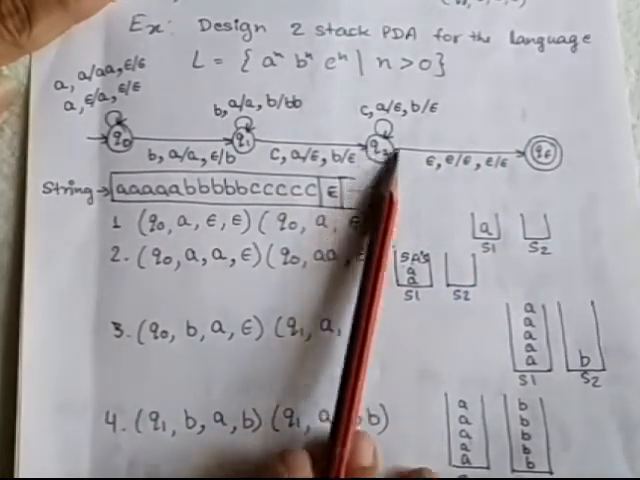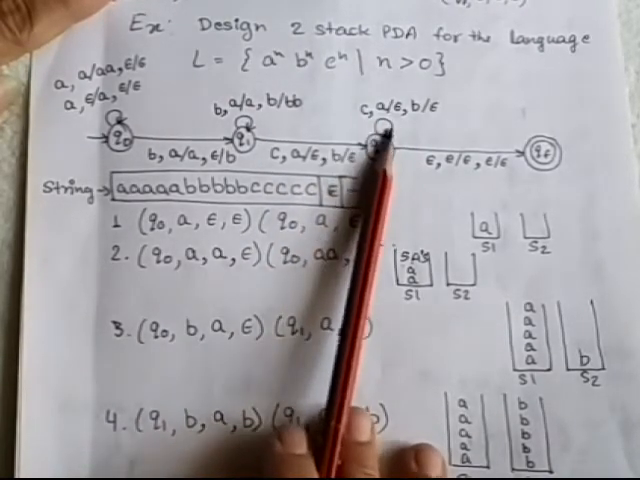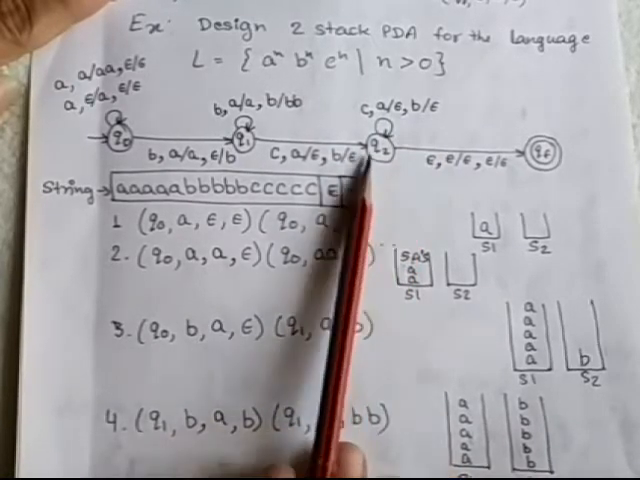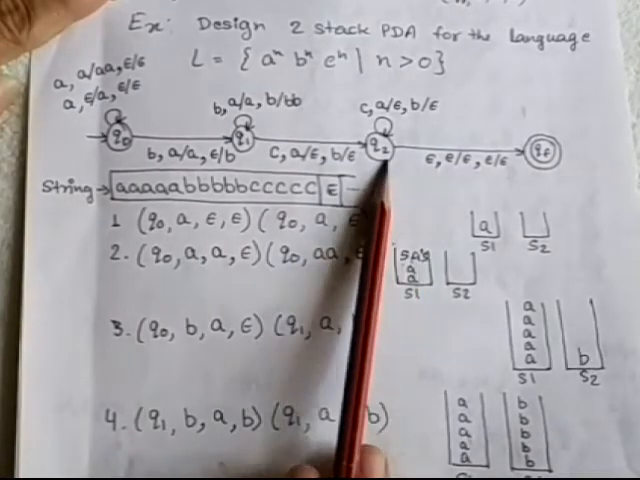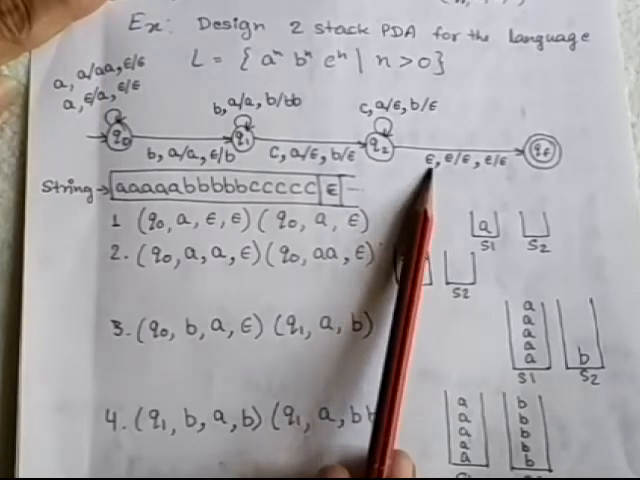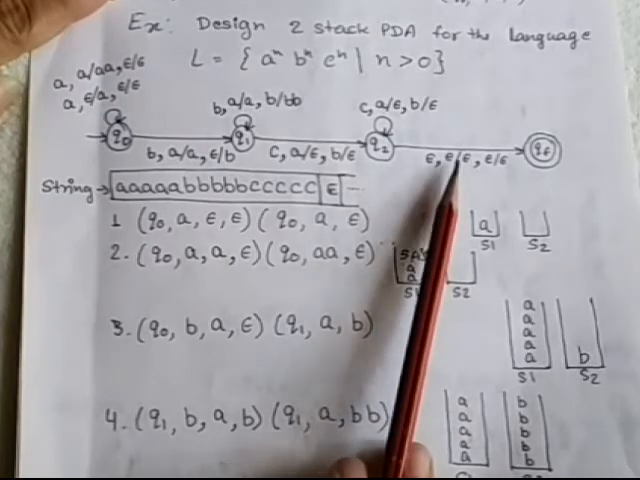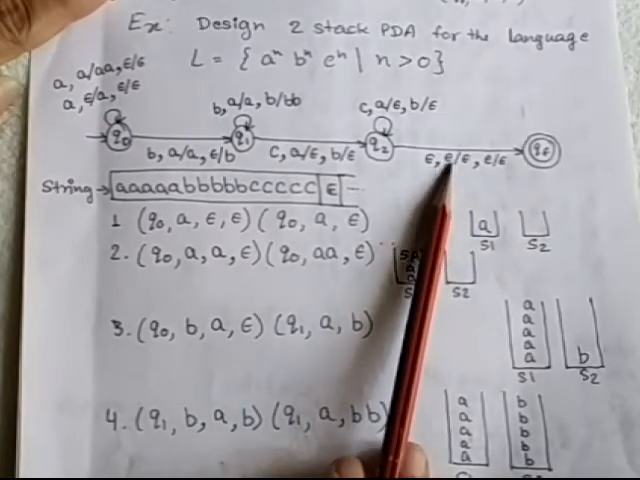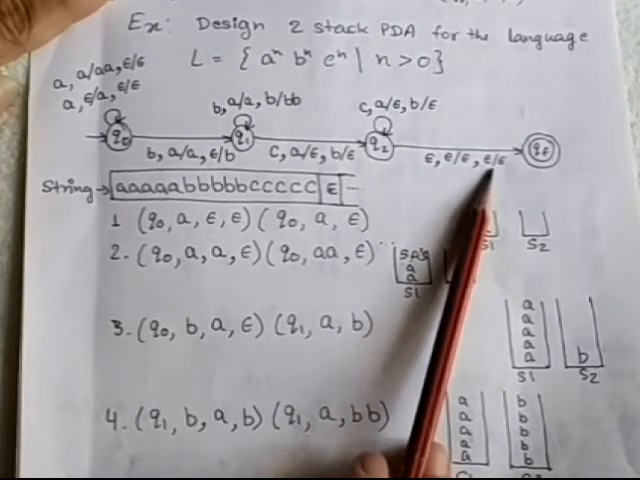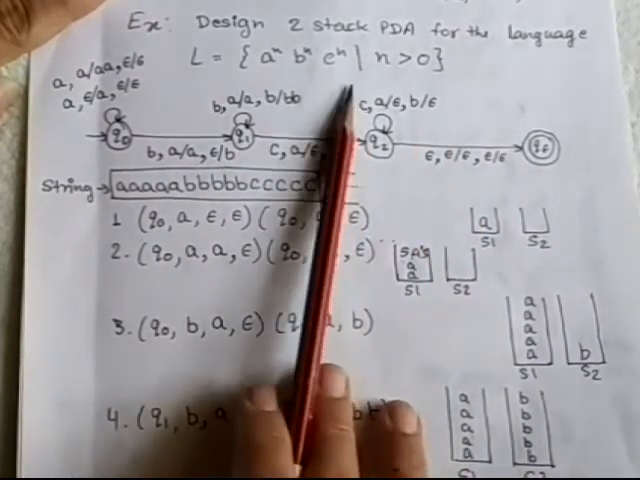Now obviously, if we have an equal number of A, B and C, then only will stack 1 and stack 2 be emptied. Then finally, when the entire string has been read, this shows the end of the string, meaning we have read the entire string. By this time stack 1 as well as stack 2 will be empty. Then we go to the final state. So this is the transition diagram for the 2-stack PDA.